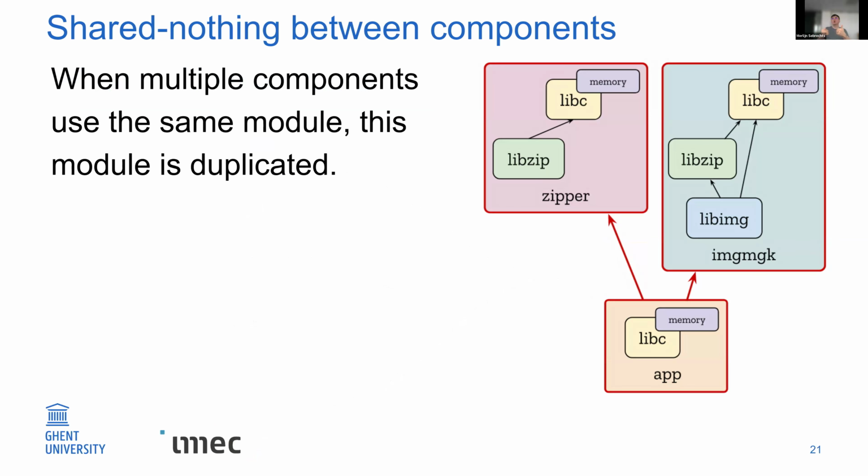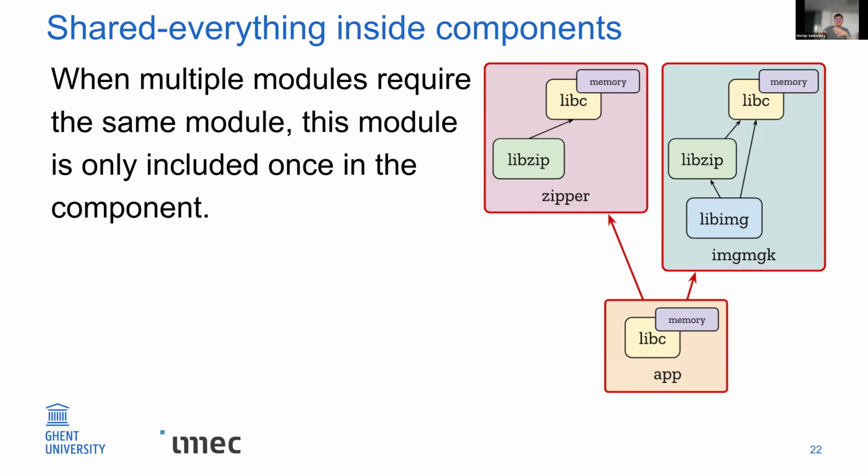Communication between these components is seen as crossing a security boundary, and because of that, there is a default of shared nothing between components. Inside of a component, they're shared everything. So you can still link libraries together into a single WebAssembly component, but then all libraries inside of this component share the same shared library.